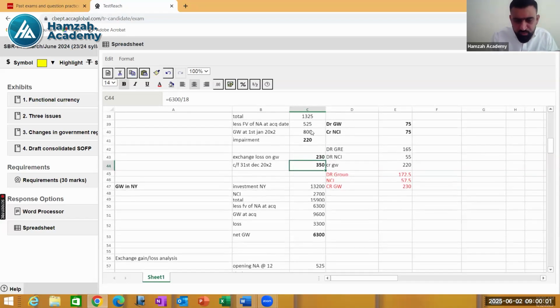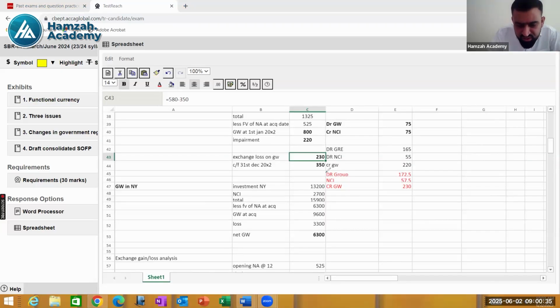But if you look here, your goodwill at the date of acquisition was 800. Then you have impairment of 220. So your closing goodwill, if we consider only these two figures, should have been 580 million US dollar. But it is 350. And this decrease is only due to the exchange loss, which is the balancing figure, and it is 230. And now you have to record this exchange loss as well.